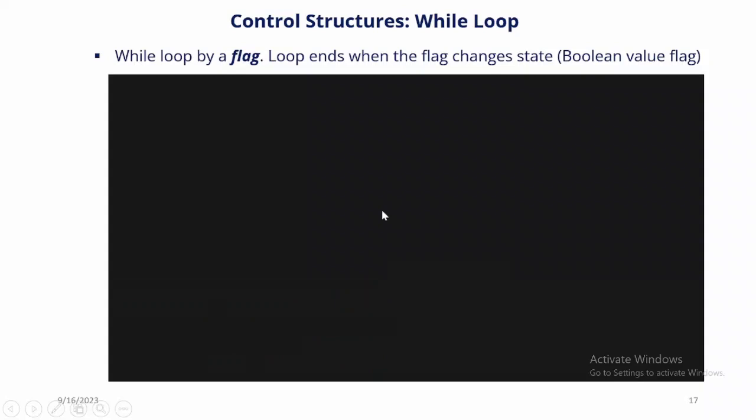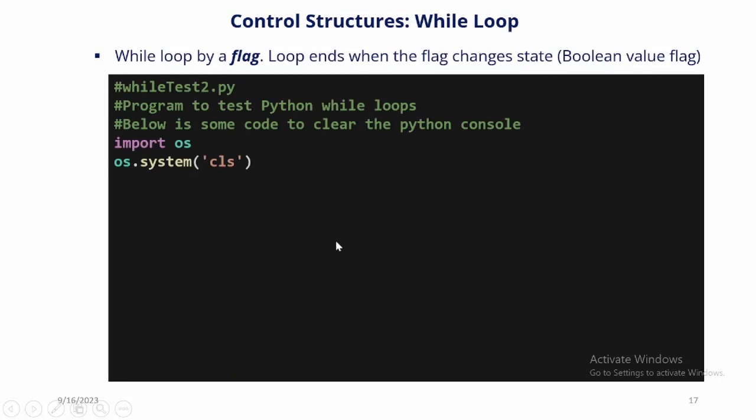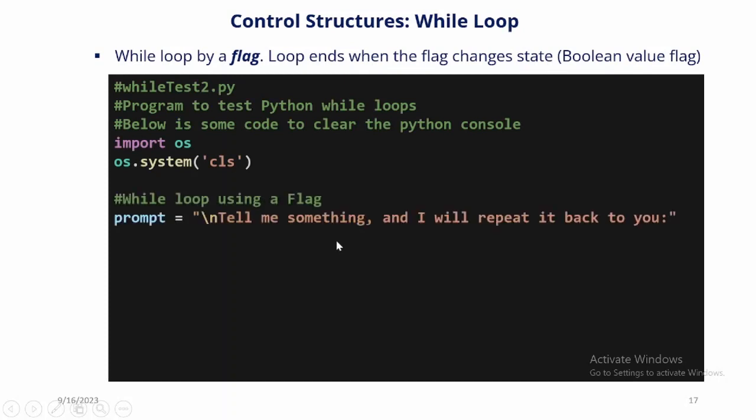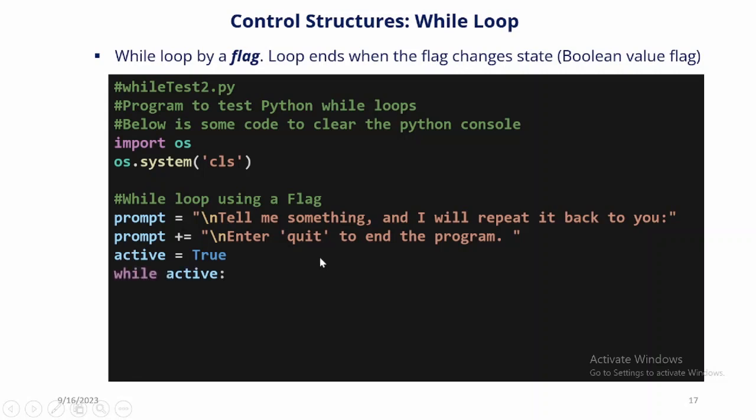So another way to control a while loop is by using a flag. We say the loop ends when the flag changes state. It's usually a Boolean value. So we call it while test 2. Prompt: tell me something and I'll repeat it back to you. Enter quit to end the program. So we say active, we create a Boolean variable. For instance, we say active equals True.